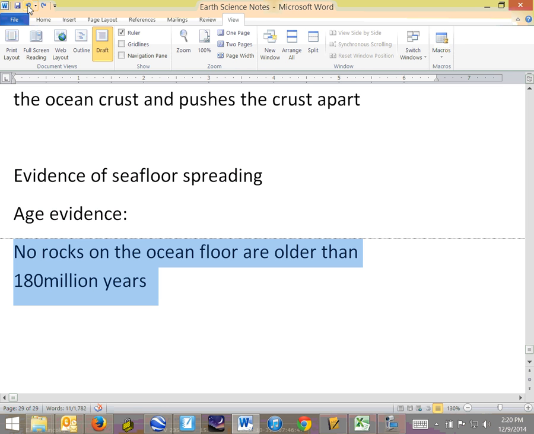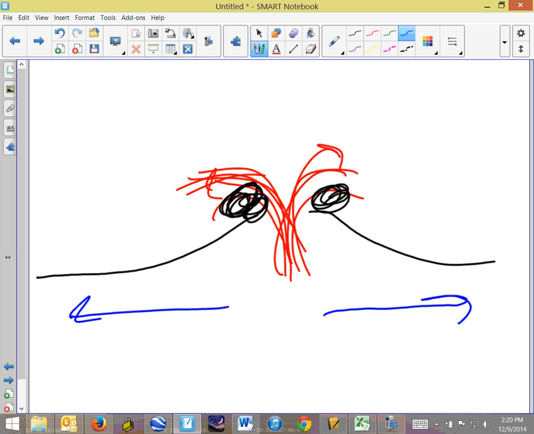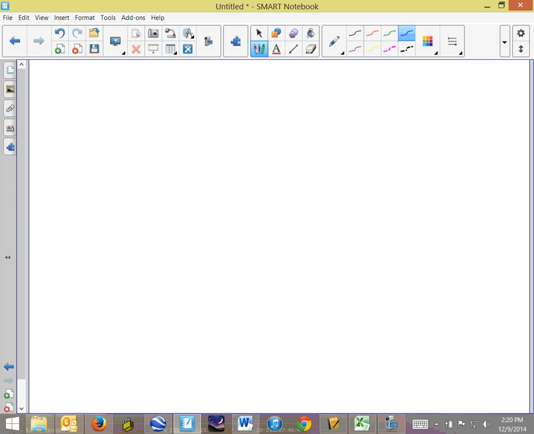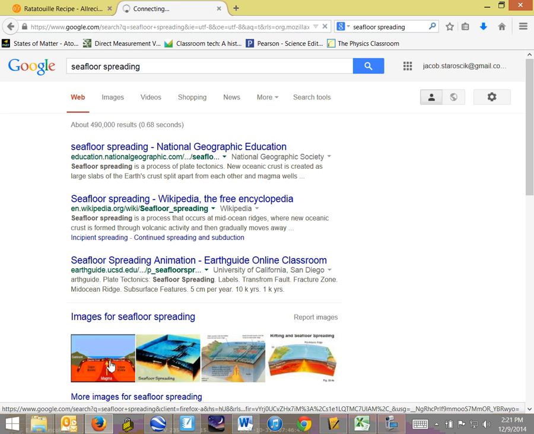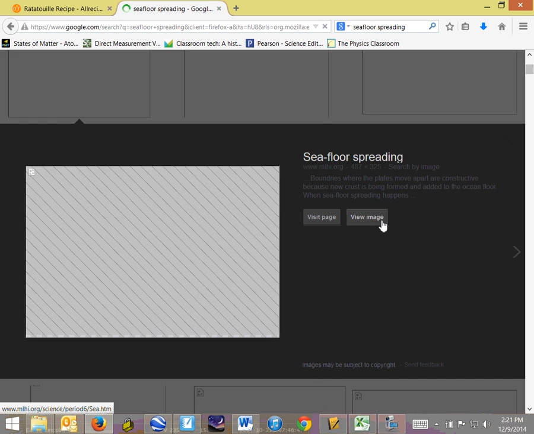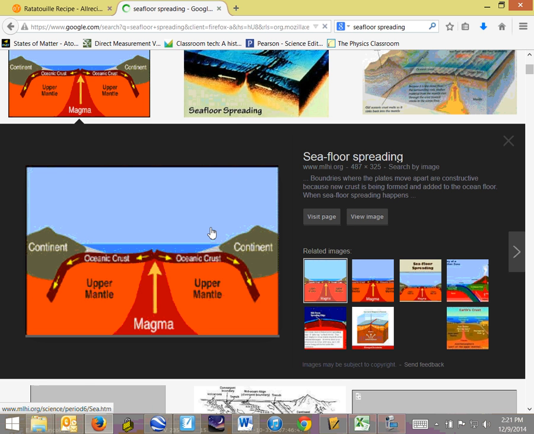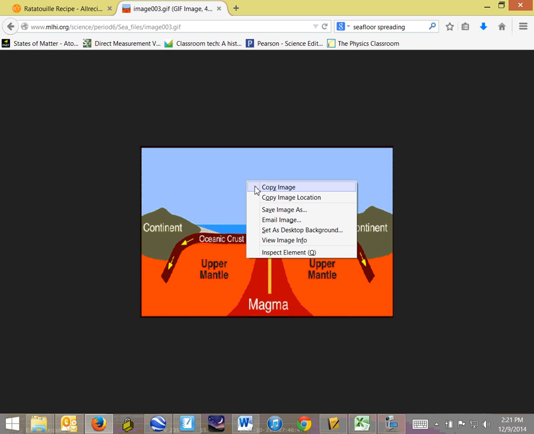Okay, and no rocks on the ocean floor are older than 180 million years old. And I know that sounds like a really old time, but in geological terms, this isn't old at all. In fact, this is really, really new rock. Perhaps the best way to show you this is an image. The oldest rocks on Earth are about 3 to 4 billion years old, and the rocks on the ocean floor are a fraction of that. 180 million years is not very much at all.